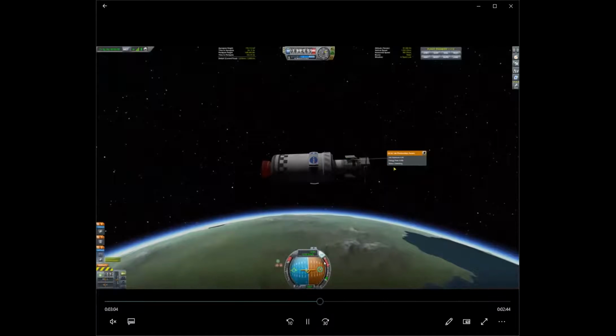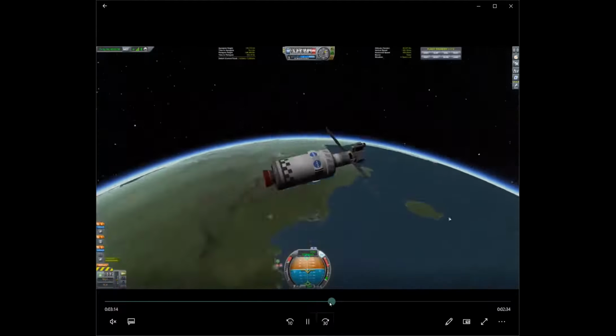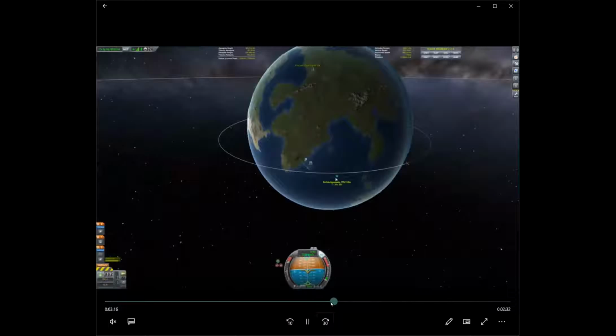Okay, so we are now in orbit. We're getting ready to circularize. So here we see a map. And at this map, I'm going to say at the apoapsis, at the apogee, start burning.